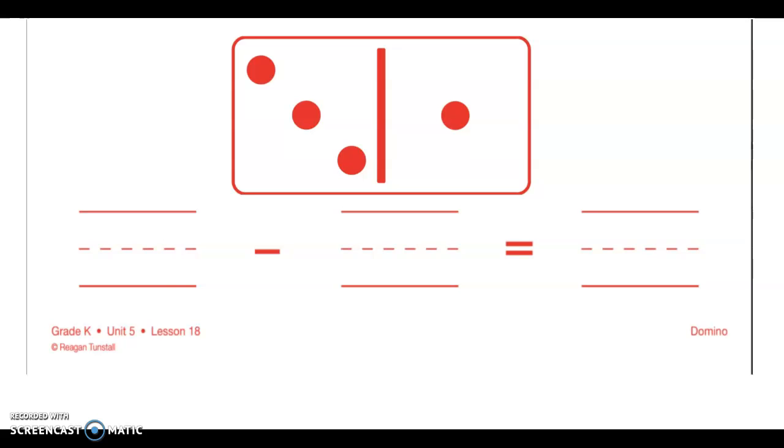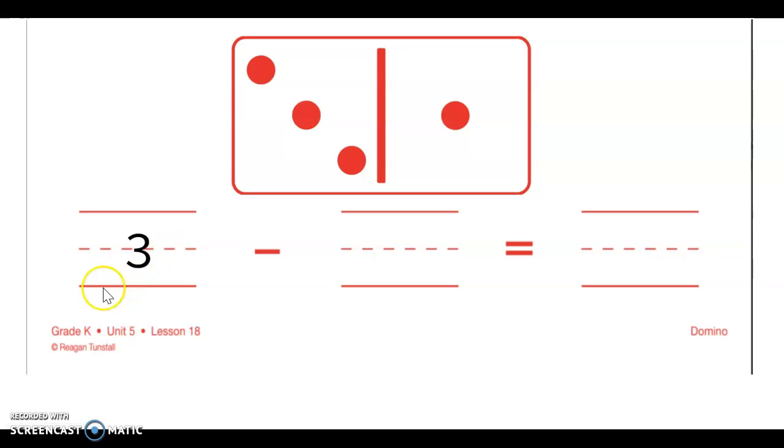So remember when I said on a domino, the largest quantity is always first and the smallest quantity is always last. The same thing applies when you're creating a number sentence for subtraction. So watch me create a number sentence using my domino. First I'm going to count my first quantity, which is 1, 2, 3. So I'm going to write 3 first because that is my largest quantity. Anytime that you're creating a subtraction number sentence, your largest number always goes first. So we have 3 on this side, and then we have 1 here.